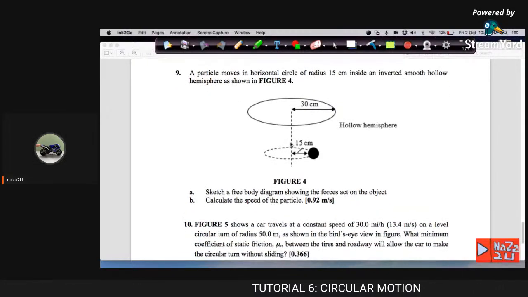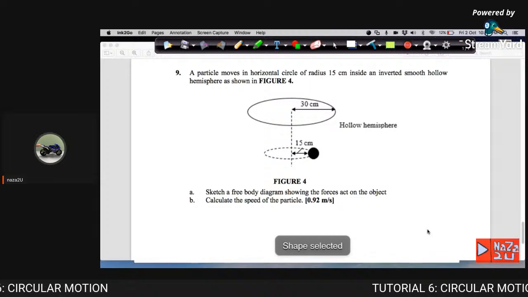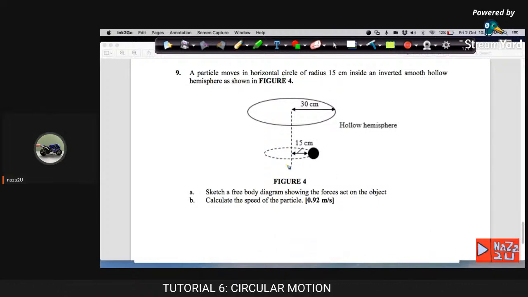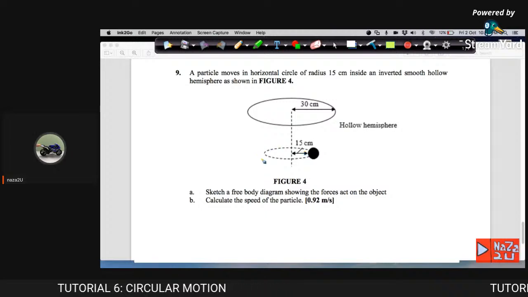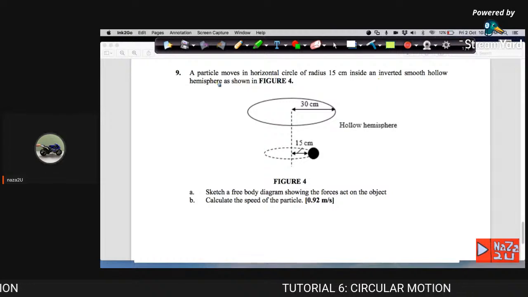Okay, question number 9. A particle moves in a horizontal circle of radius 50 cm. So this is a motion of the object in the circular path inside an inverted smooth hollow hemisphere. So you can refer to the diagram here.